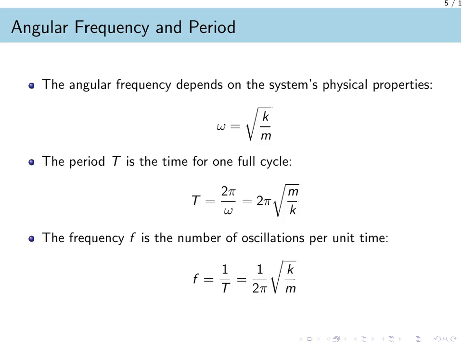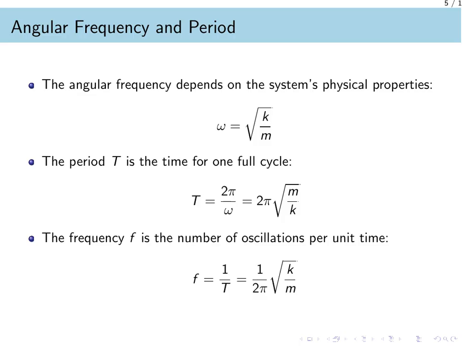The timing of the oscillations is determined by the physical properties of the system. The angular frequency omega is equal to the square root of the force constant k divided by the mass m. From this, we define the period T, which is the time required for one complete cycle. The period equals 2 pi divided by the angular frequency, or 2 pi times the square root of mass, m, divided by the force constant, k.